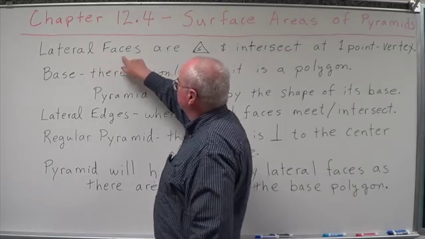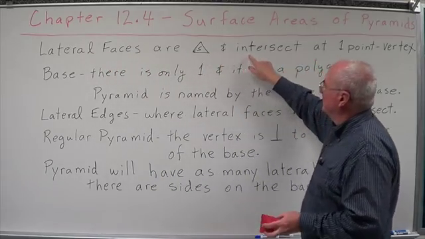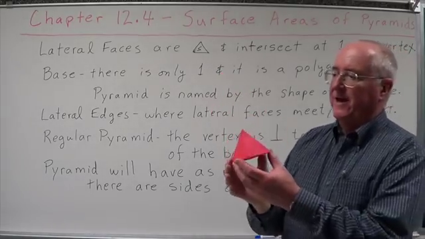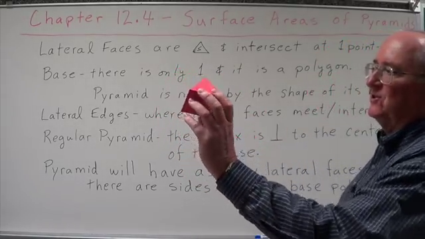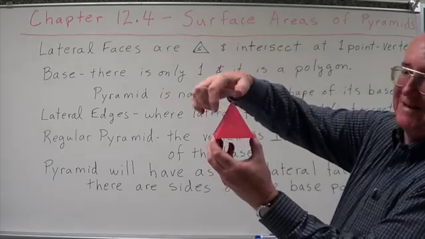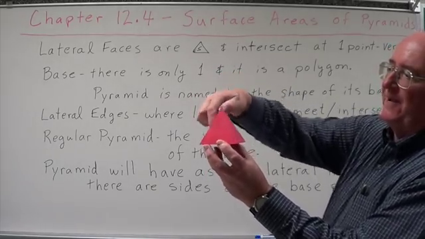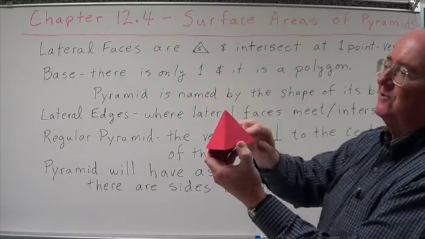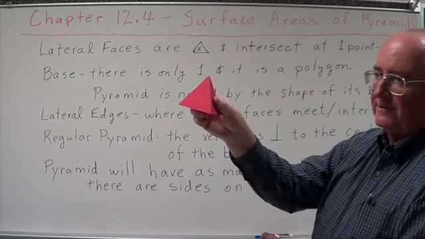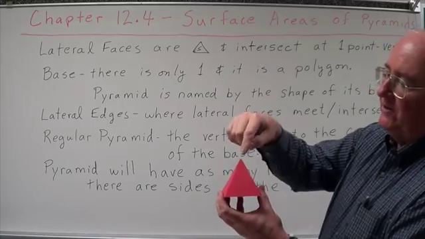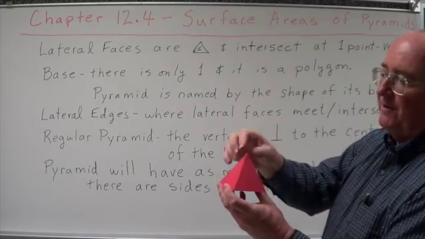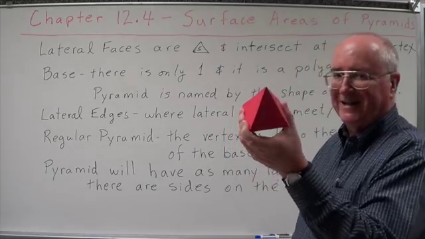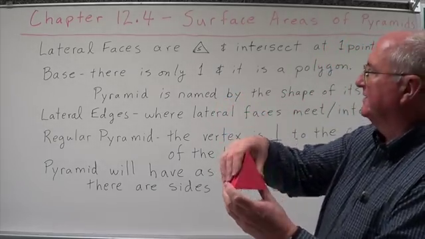The lateral faces of a pyramid are triangles and they intersect at one point, or the vertex. So if all the lateral faces are triangles, that means all these are the lateral faces. Each of the lateral faces will be a triangle, and they will intersect at one point at the top, where they all come together. That point is called the vertex. So this is the vertex.